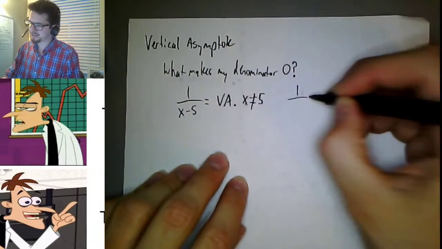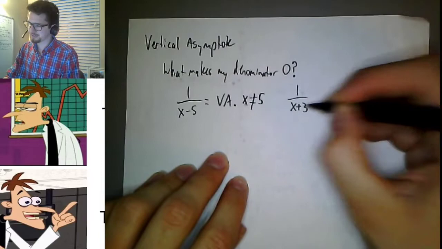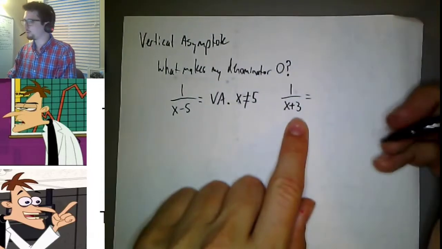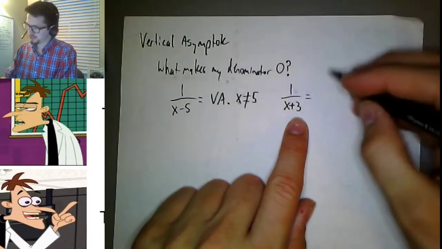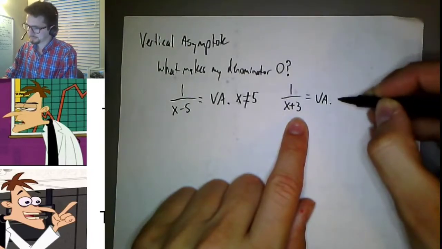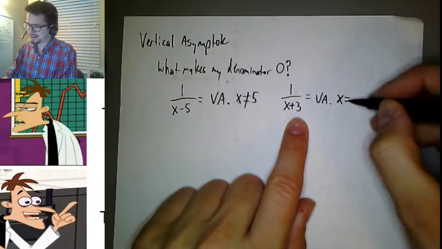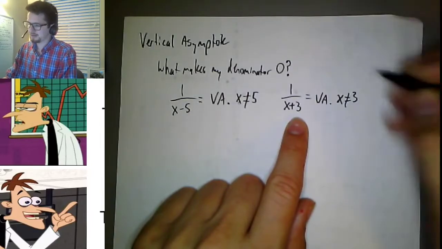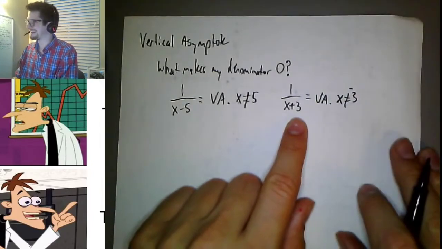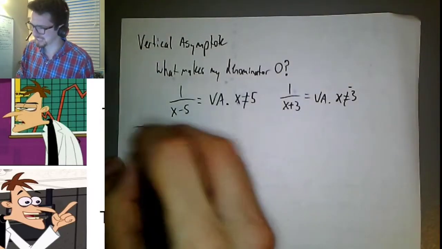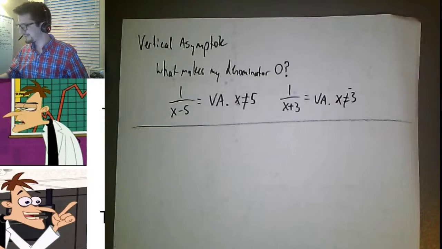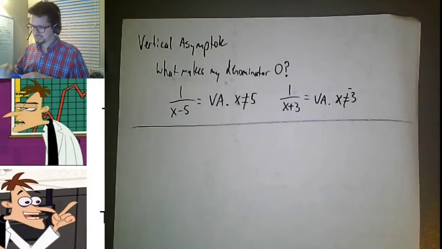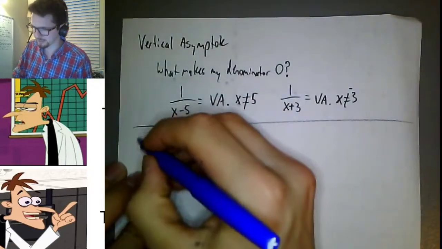What if I had x over x plus 3? Well, what plus 3 gives me 0? Negative 3. So my vertical asymptote would be at x cannot equal negative 3. I forgot my negative. That's a vertical asymptote. So what's a horizontal asymptote? These are a little more annoying to find, but it's a pattern that should be pretty easy for you to follow, okay?